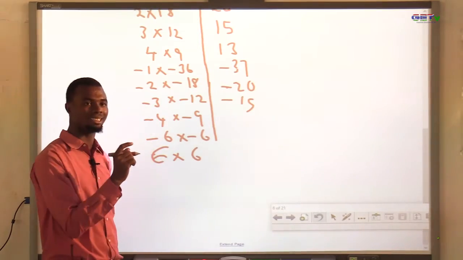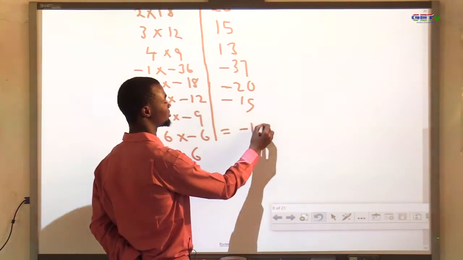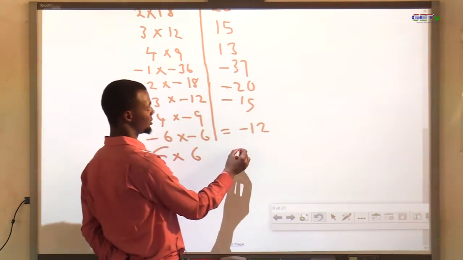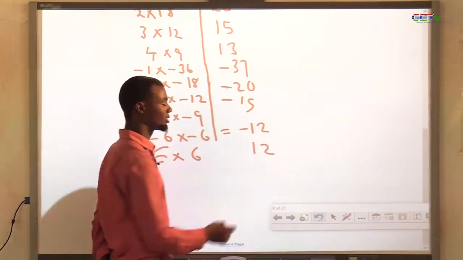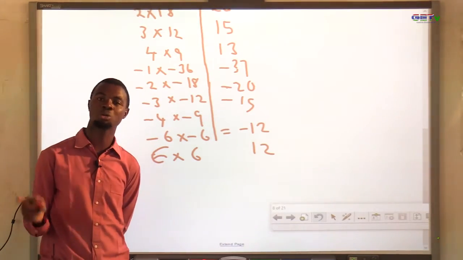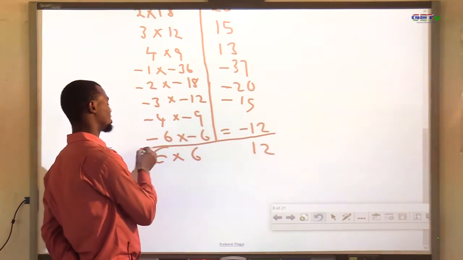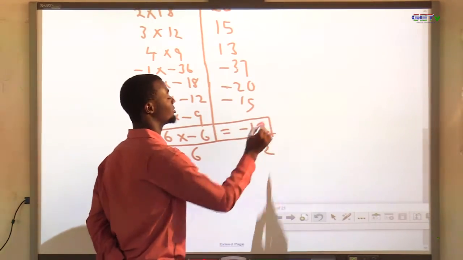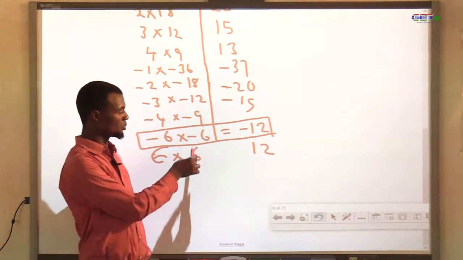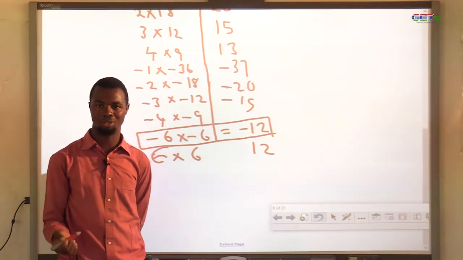Now let's add this one. This, if we add, we have negative 12. This, if we add, we have just 12. So we should find factors of 36 whose sum is negative 12. You can see it's only one set of factors that can give you a sum of negative 12. That is this one here. So this is the one that will work for the equation.